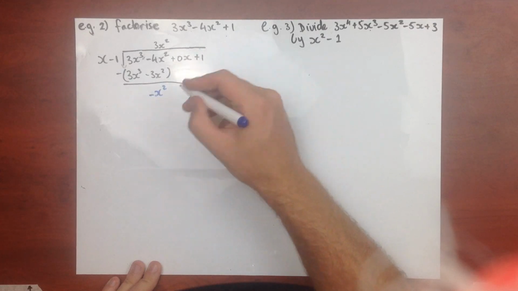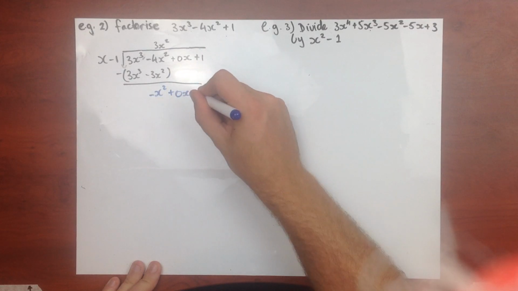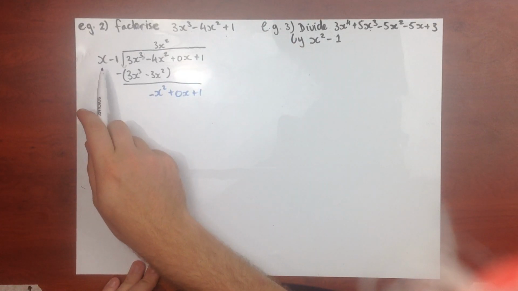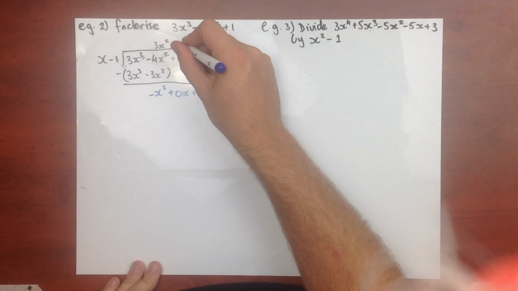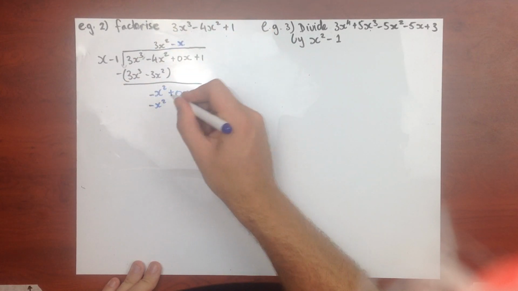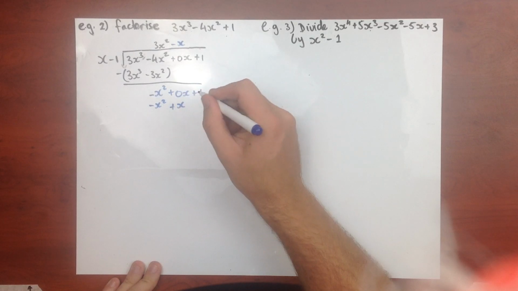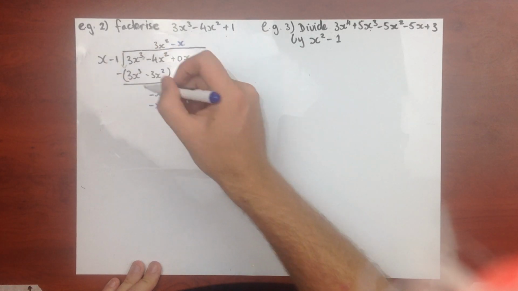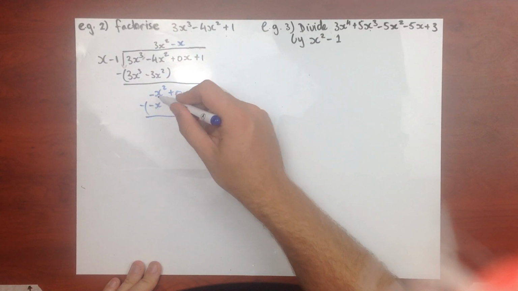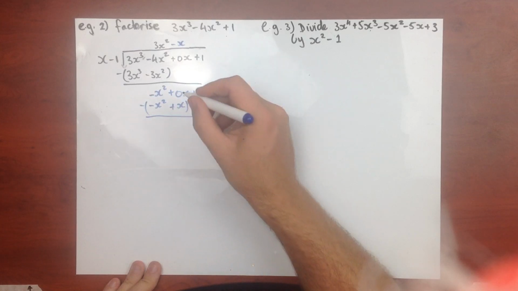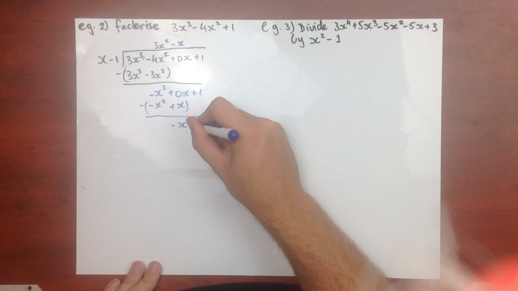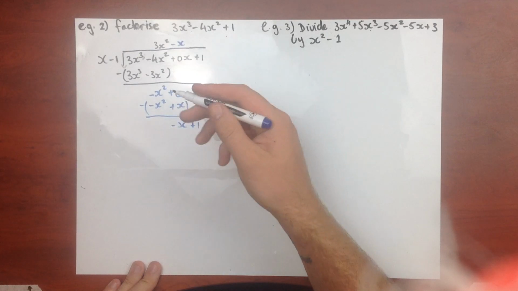And bring everything else we've got down: plus 0x plus 1. Now we're going to do the same thing. x into negative x squared will leave us with negative x. Multiply back through, we're going to get negative x squared plus x. When we multiply through, bracket, bracket, take away, line underneath. Negative x squared take negative x squared is 0. 0x take x is going to be negative x plus 1. There we go again.